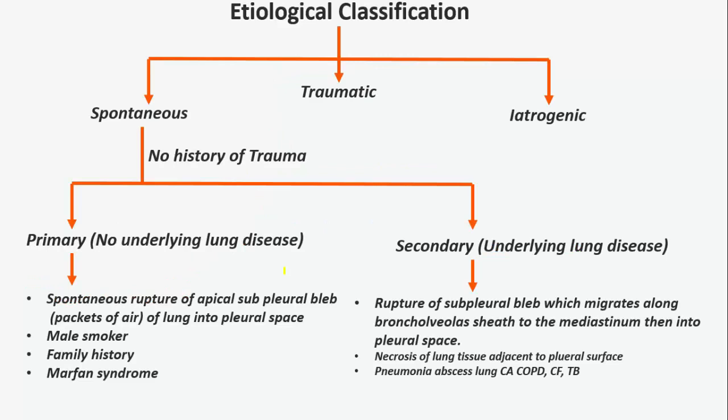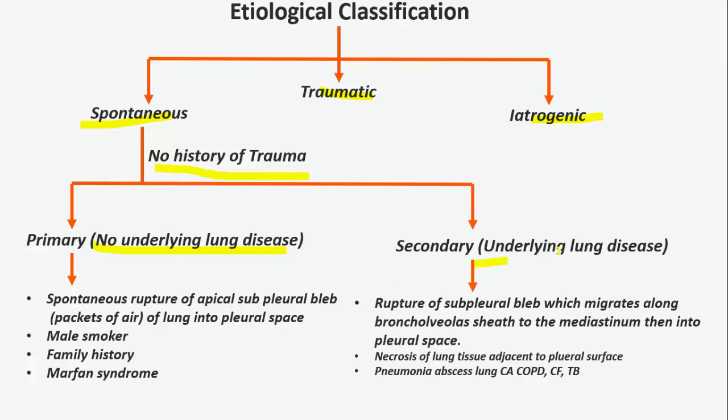So what is the etiological classification? There can be spontaneous, traumatic or iatrogenic pneumothorax. In spontaneous, there is no history of trauma. There are two types of spontaneous, primary and secondary. In primary, there is no underlying lung disease. There is spontaneous rupture of apical subpleural blebs, pockets of air of the lung, into the pleural space. There is a history of male sex, smoker. There is family history, Marfan syndrome.